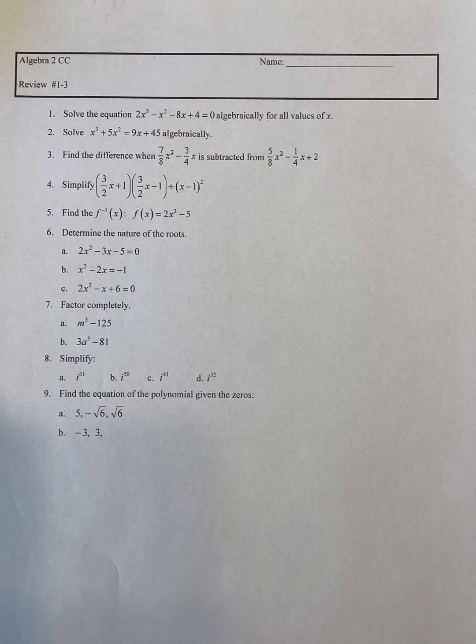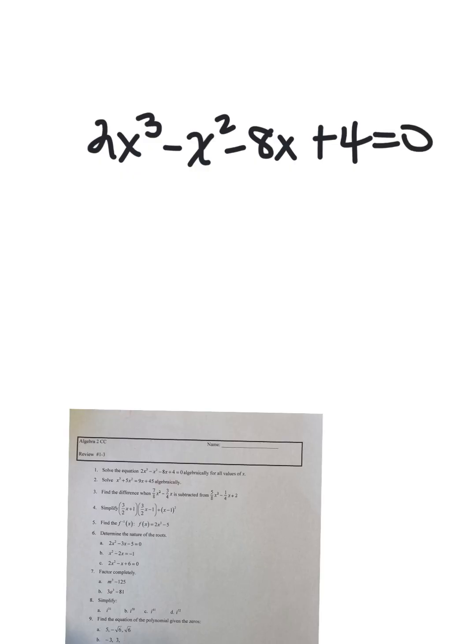All right, so this does say algebraically. And obviously we need to know how to do this algebraically, because what if it's not a multiple choice problem? What if it is in a free response problem? All right, so this is 2x to the third minus x squared minus 8x plus 4 equals 0. All right, so I'm noticing that there are 4 terms, right? We have 1, 2, 3, 4. So I'm thinking about factoring by grouping.